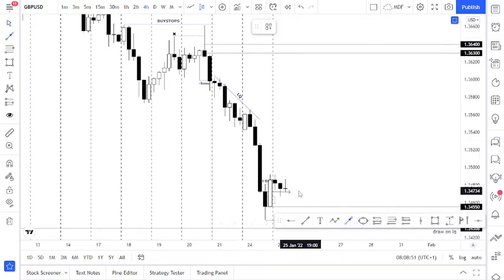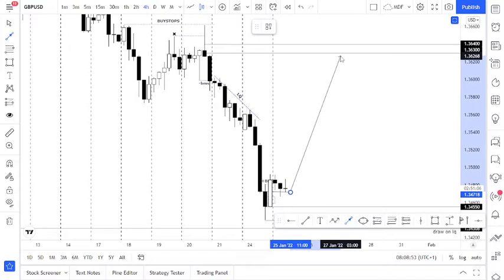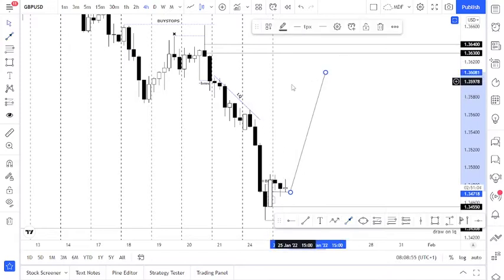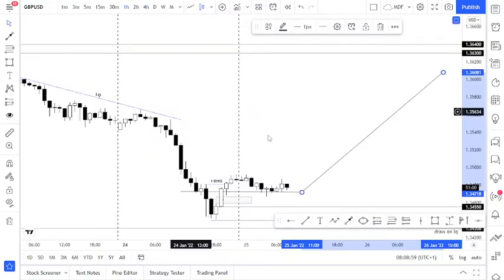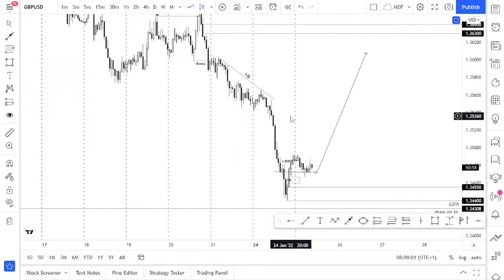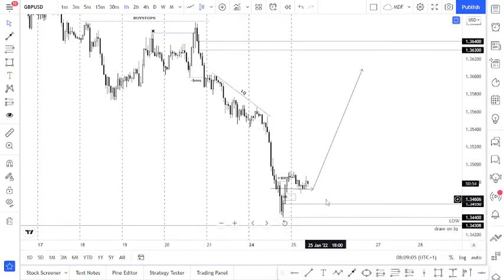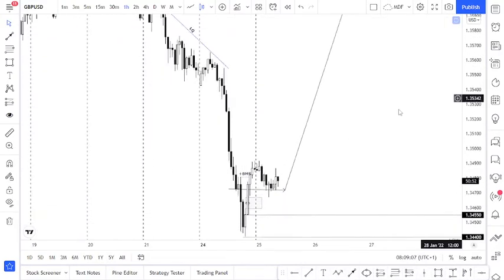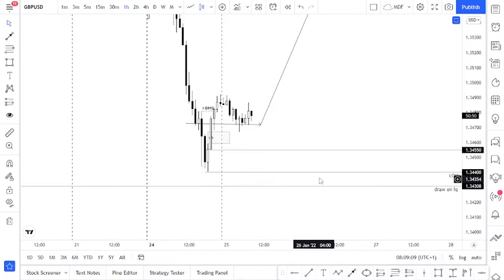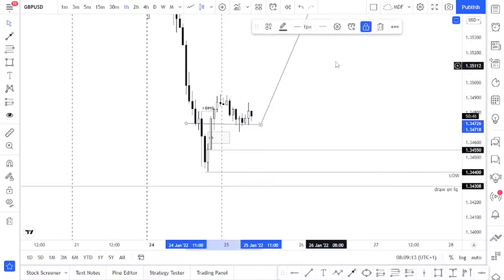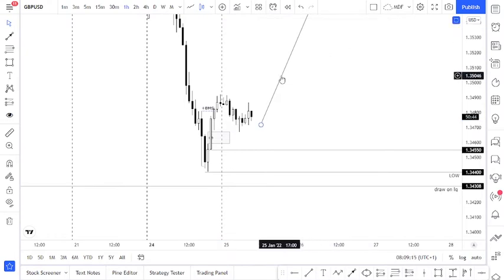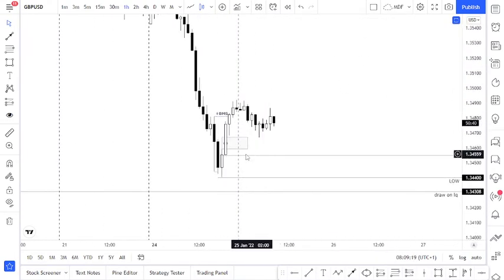I'm expecting GBPUSD to push higher back to somewhere around this region. I want to see this liquidity being taken. I think it's more clear on 1 hour time frame. So this is basically what I'm looking at on GBPUSD on 1 hour time frame. I basically wanted GBPUSD to come back around 1.34550. That is where I've set my limit order, 1.34550.